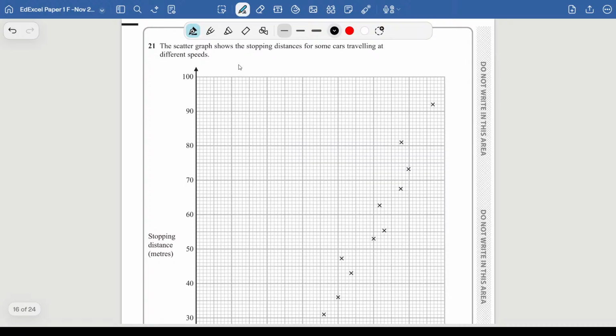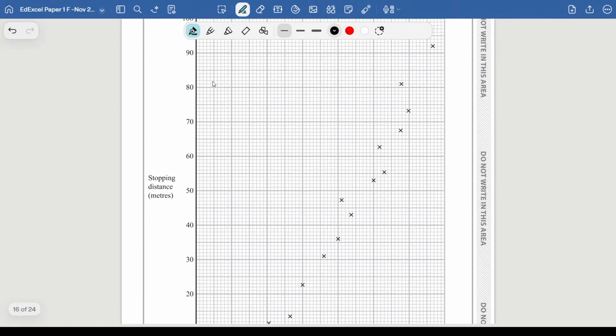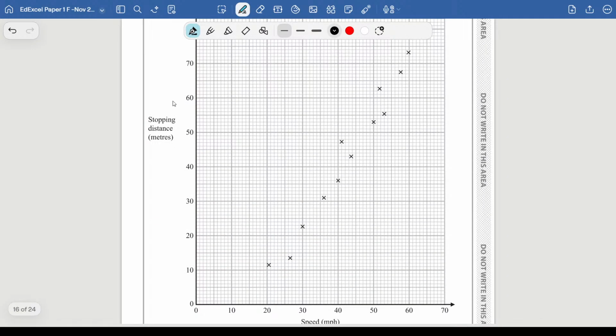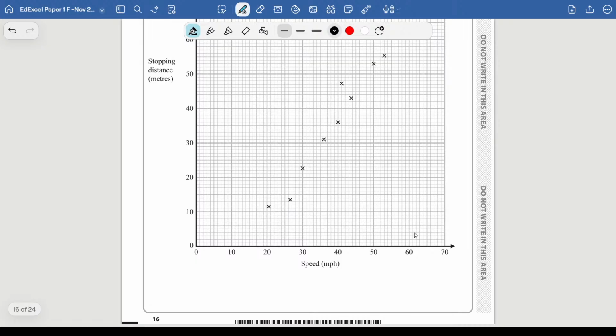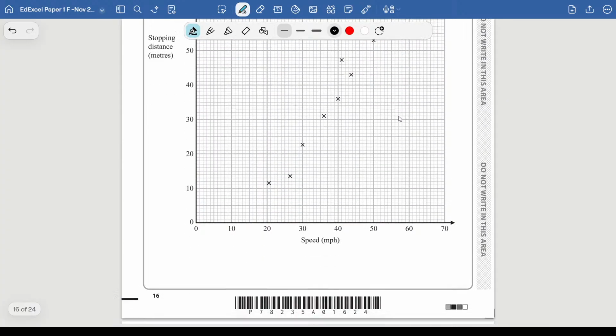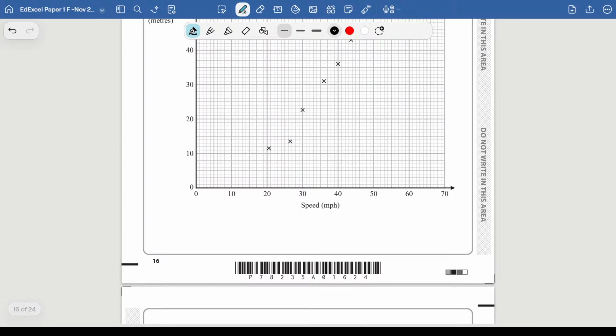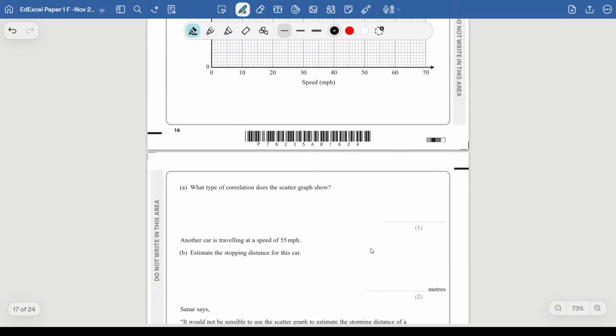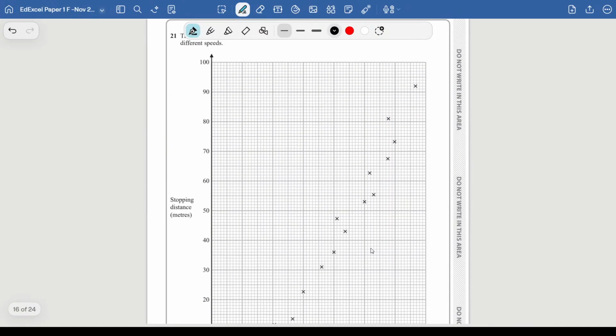The next question is about a scatter graph. It shows the stopping distances for some cars traveling at different speeds. So we have stopping distances on the y-axis and the speeds given on the x-axis. Each small box represents 1 unit on the x-axis and on the y-axis as well. And the points are being marked here. Let me make it slightly smaller so we can see the entire graph.